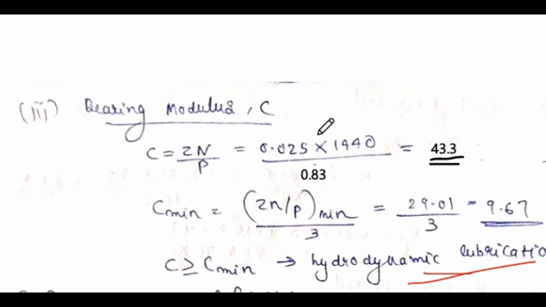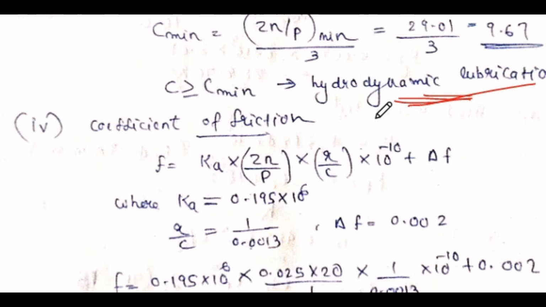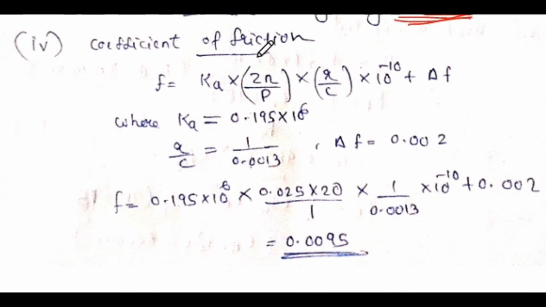Okay, when finding the bearing modulus, we need to find C as well as C minimum, and we have to check whether it is having hydrodynamic lubrication or hydrostatic lubrication. Here C is greater than C minimum, so hence it will be having hydrodynamic lubrication. Next thing we need to determine is the coefficient of friction. This is the equation we'll be using, the MQ equation. This equation is also in the data book.